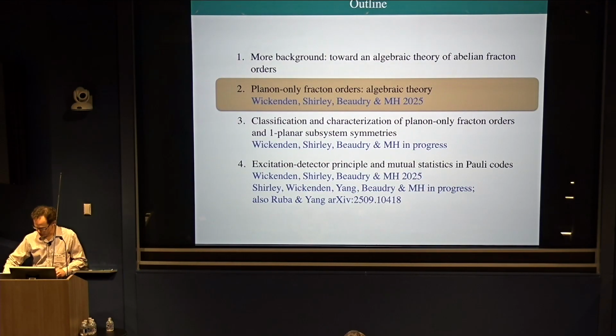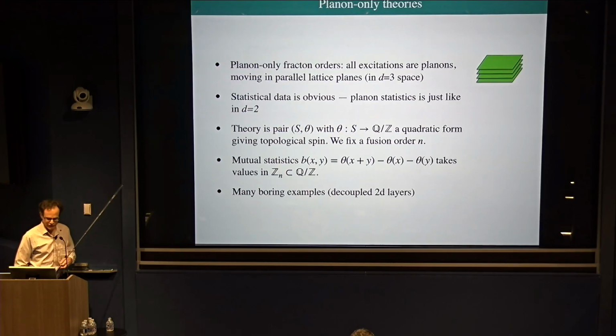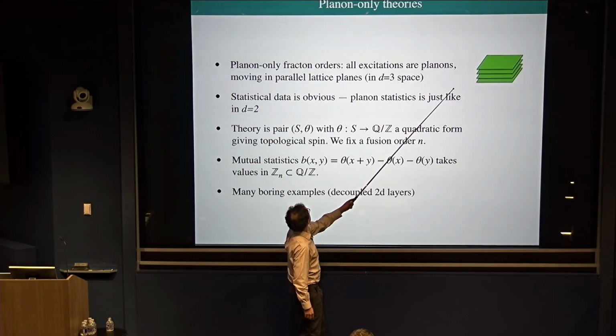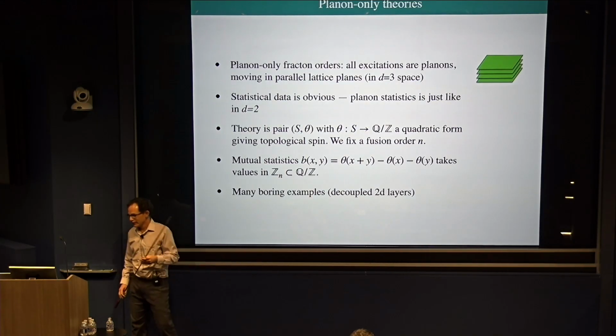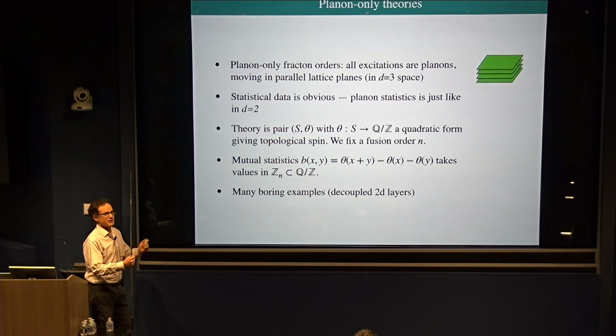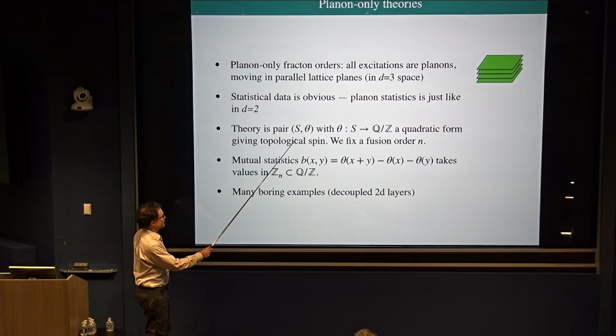So, okay. Now I want to talk about a case where we can actually easily make progress, but there's a little bit of a twist to the story. And this is the case of planon-only fracton orders, where all the excitations are planons that move in a stack of parallel lattice planes in three-dimensional space. Okay. Why can we easily make some progress here? Well, the statistics data is obvious, because statistics of planons is just like in two dimensions. Okay? There's just the same mutual statistics and self-statistics.